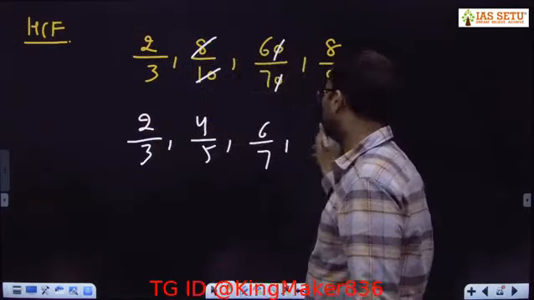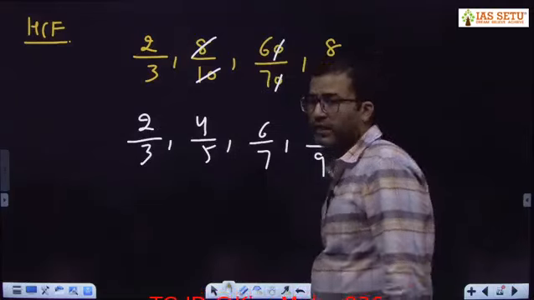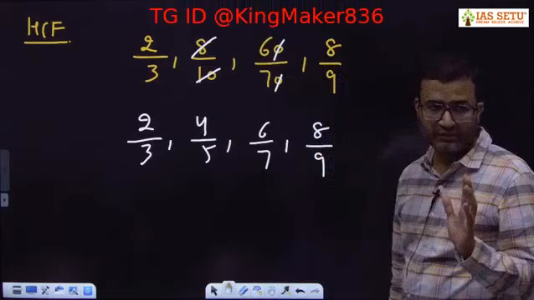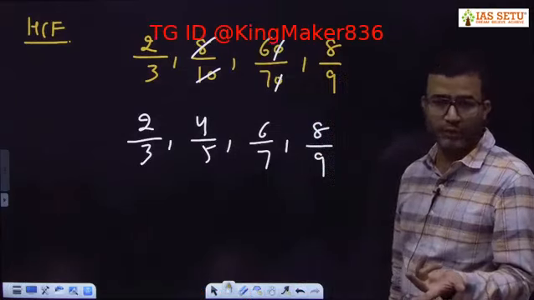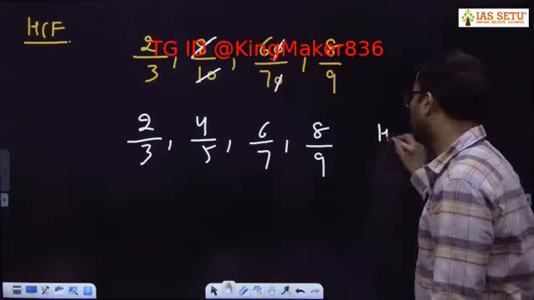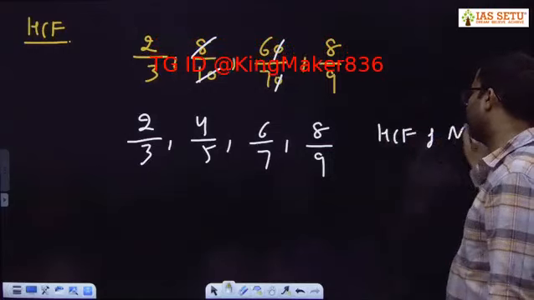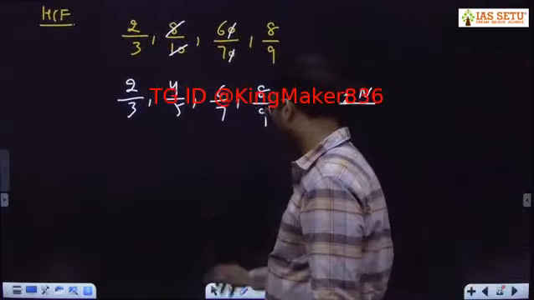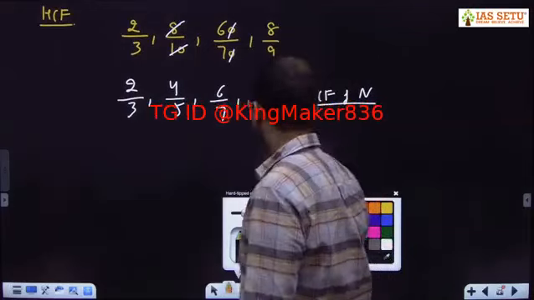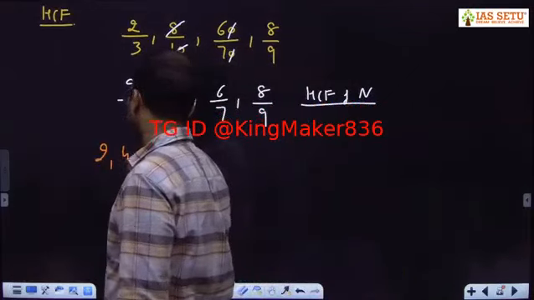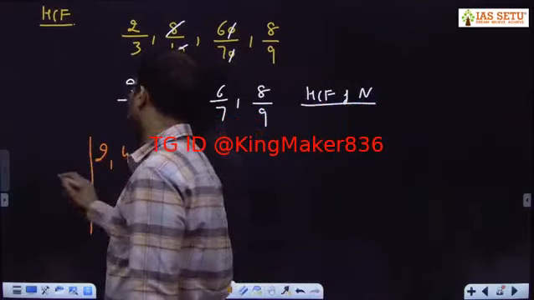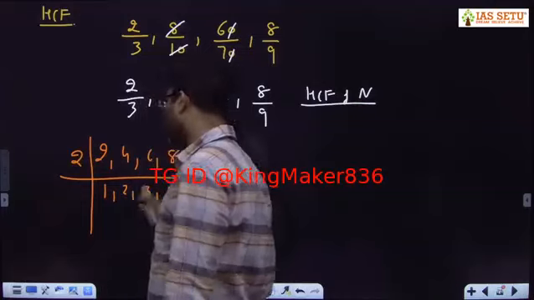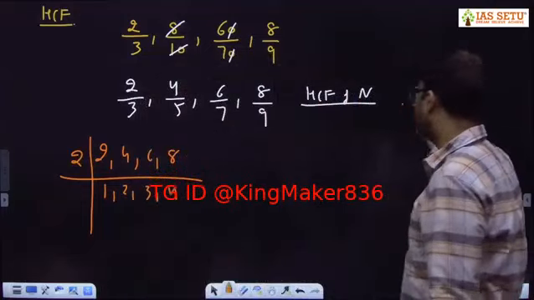2 by 3, 4 by 5, 6 by 7, 8 by 9. First we simplify the given fractions. If they are already simplified, no problem. Then step number 2, we find HCF of numerators. So here our numerators are 2, 4, 6, 8. So what is HCF of 2, 4, 6, 8? 2. 2 only. So your HCF of numerator is 2.